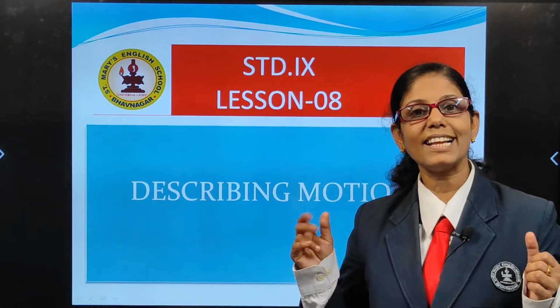So, what is the meaning of distance? Distance travelled by a body is equal to the actual length of the path covered by an object during its motion. Now, to understand this, I will tell you an example.